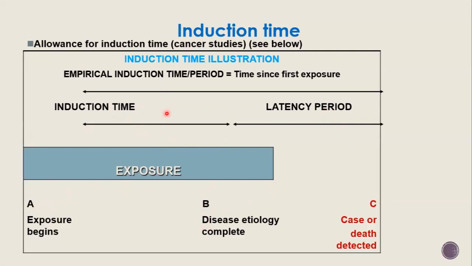So the arrow C would move backwards toward B if we are diagnosing it earlier. B to C would be shorter, but A to B would be the same. So, to summarize, the induction time, which is A to B, would remain the same. The latency period, from B to C, would be shorter because you are now diagnosing the disease earlier. So C would move a little to the left.